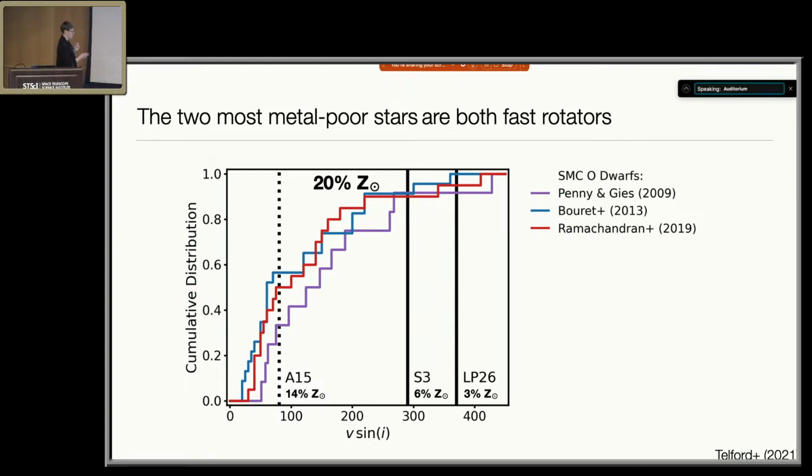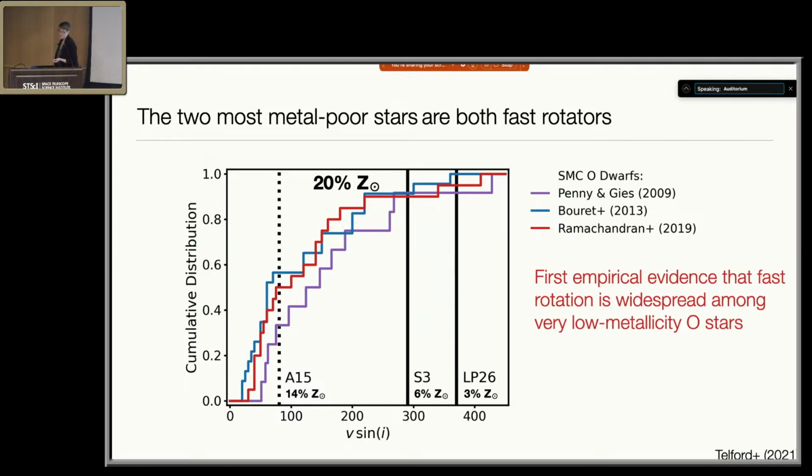And for comparison, I'm showing the observed cumulative distribution of V sin I of similar late O dwarf stars in the Small Magellanic Cloud at 20% solar metallicity. And from this plot, we can read off that the 2 very metal poor stars here with high projected rotation speeds are rotating faster than 90% of similar stars in the SMC. This is a small sample, but this result strongly suggests that the low metallicity fast rotators are drawn from a different V sin I distribution than the SMC counterparts.